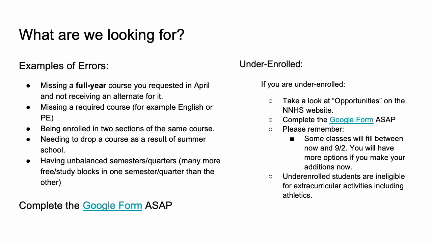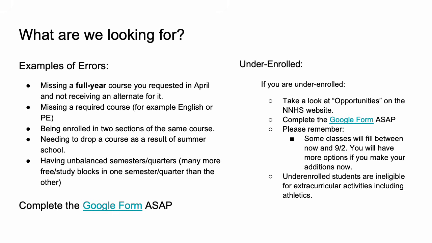Again, what are you looking for when you look at your schedule? You are checking to see if you're missing a full year course that you requested in April and you didn't receive an alternate for it. If you're missing a required course, you're enrolled in 2 sections of the same course, you need to drop a course as a result of summer school, or if you have unbalanced semesters or quarters, you are going to complete the Google form ASAP.